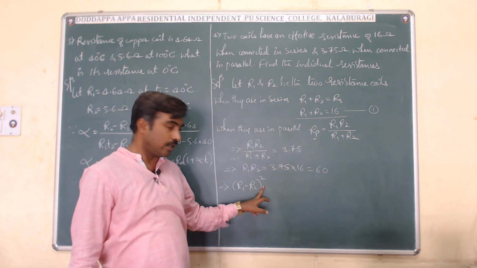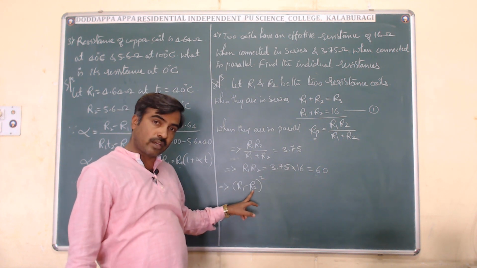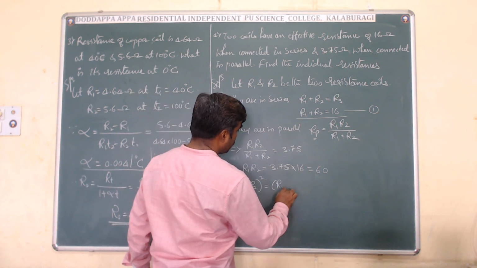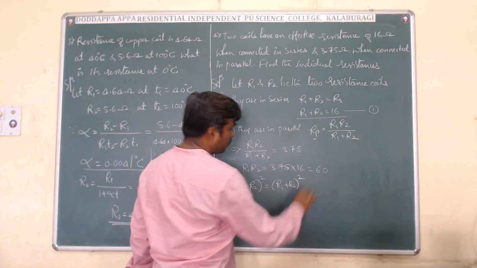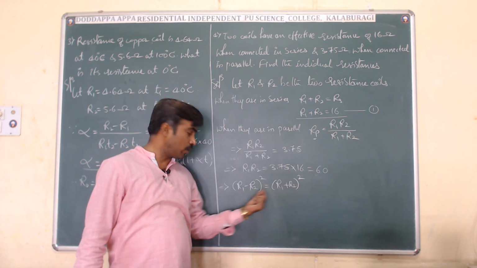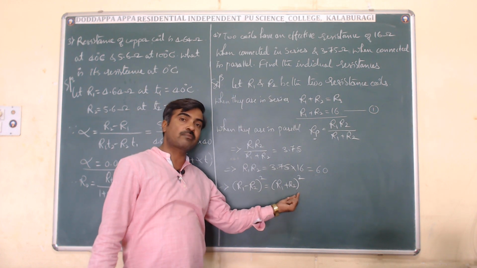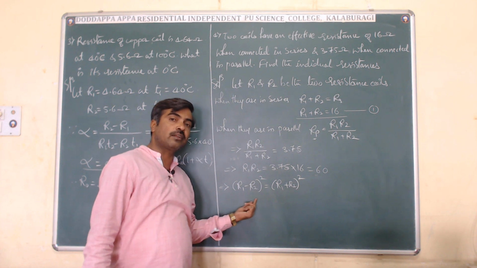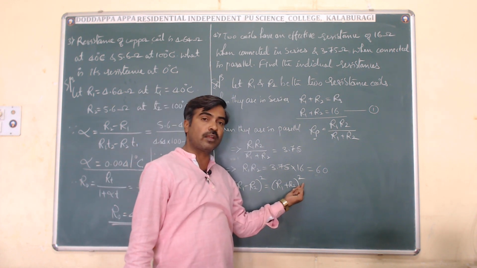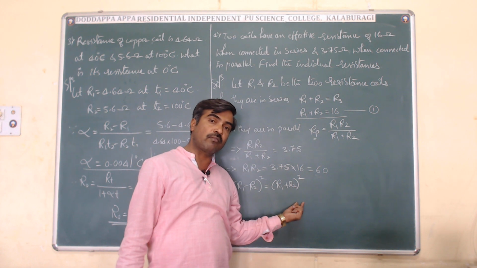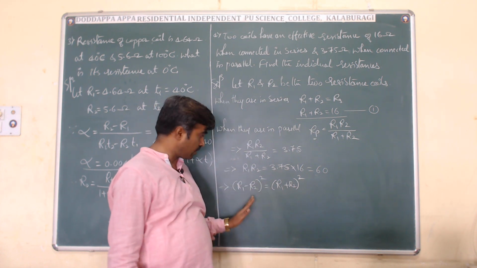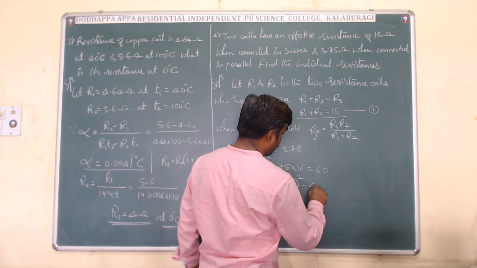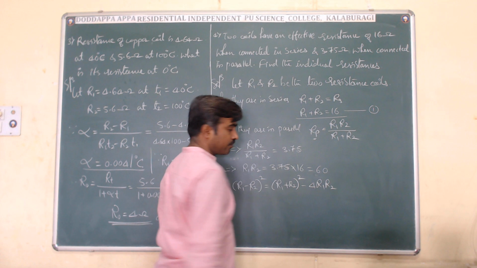The formula for A minus B whole square is A square plus B square minus 2AB, but it is never equal to R1 plus R2 whole square. A minus B whole square is not equal to A plus B whole square, because A plus B whole square is A square plus B square plus 2AB. To equate this, I should subtract 4 R1 R2, like this.